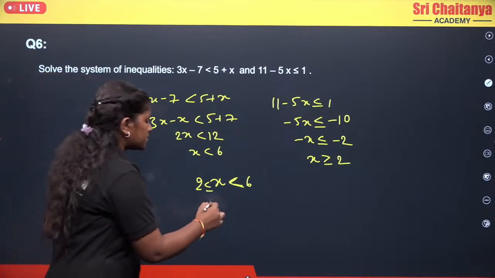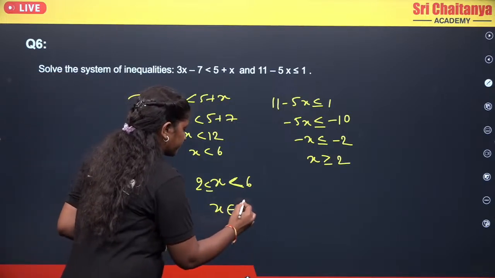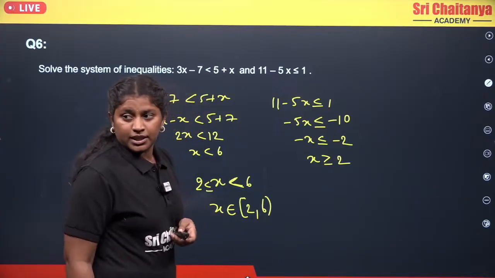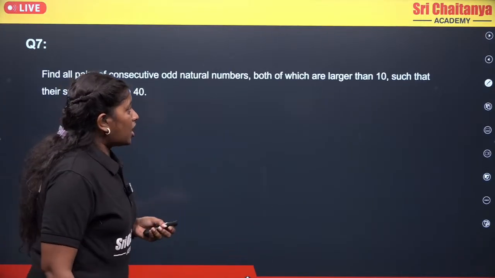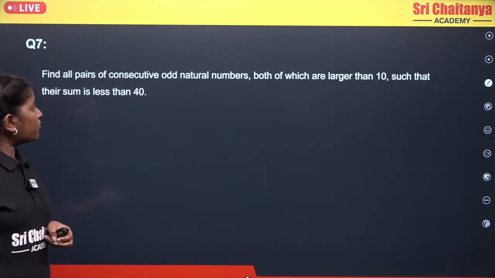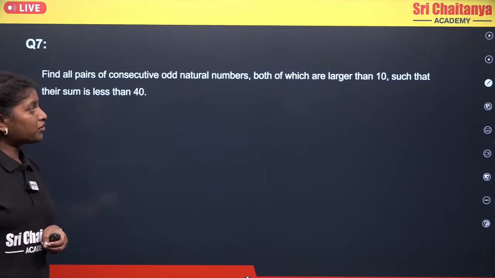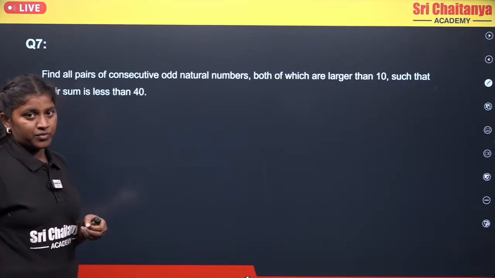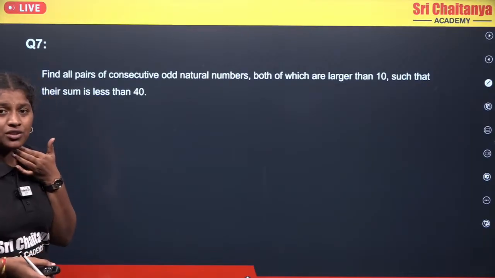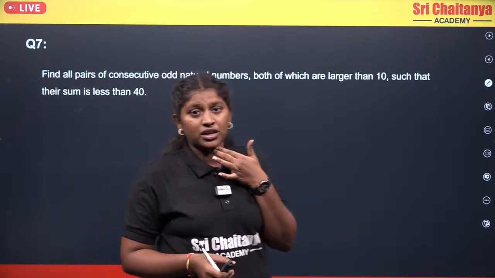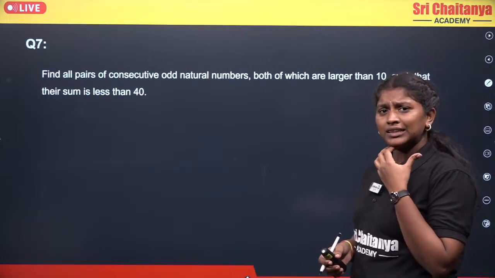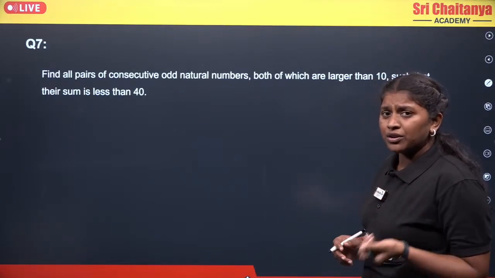Okay, so from this we will get the x interval as (2, 6). Now moving to the next: find all pairs of consecutive odd natural numbers, both of which are larger than 10, such that their sum is less than 40. Until now we had inequalities which were given directly. But if they are given in theoretical questions, how can we solve them?